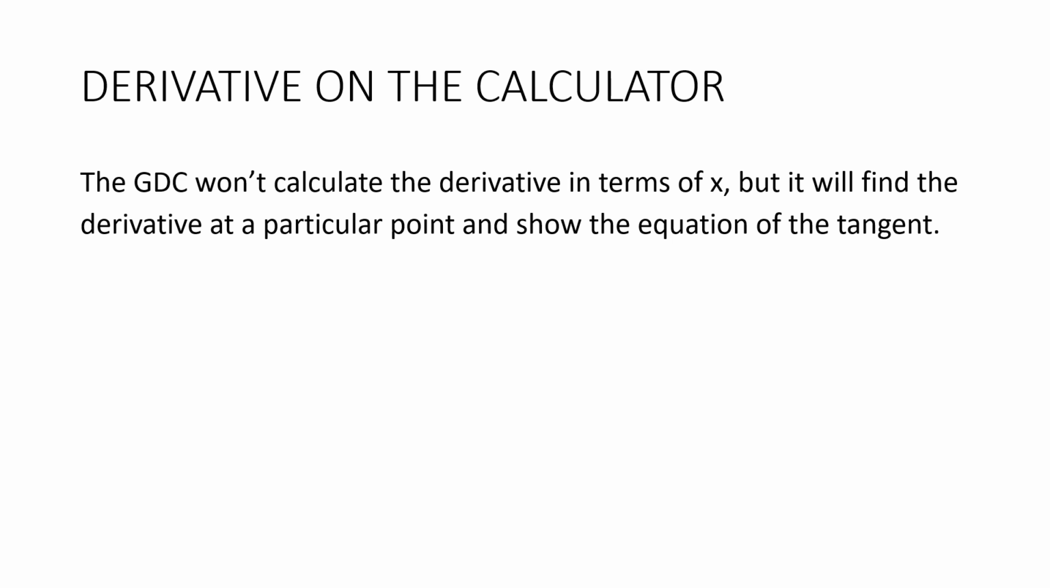Now in a previous video we looked at how to use the graphics display calculator to calculate the derivative. Now as part of exam conditions you can't use a graphics calculator that will calculate the derivative in terms of x. So you have to have that feature turned off. But you can use it to calculate the derivative at a particular point and to show the equation of the tangent. So let's just revise.